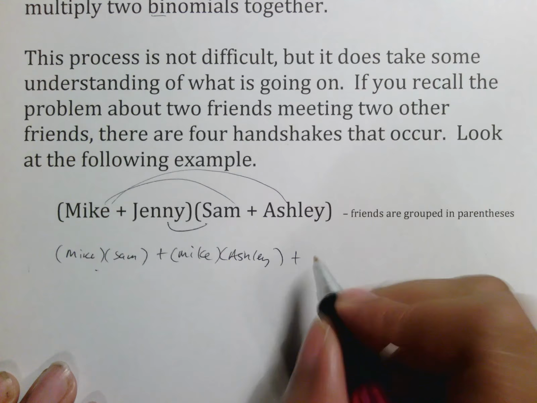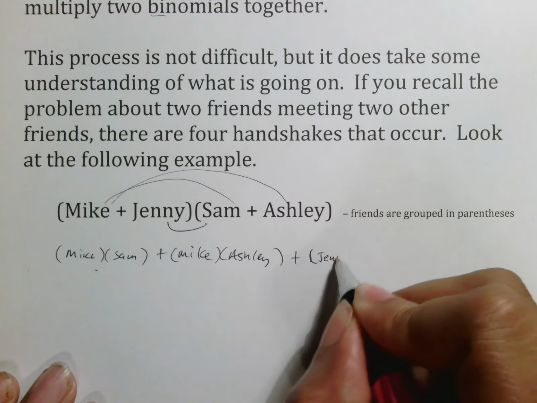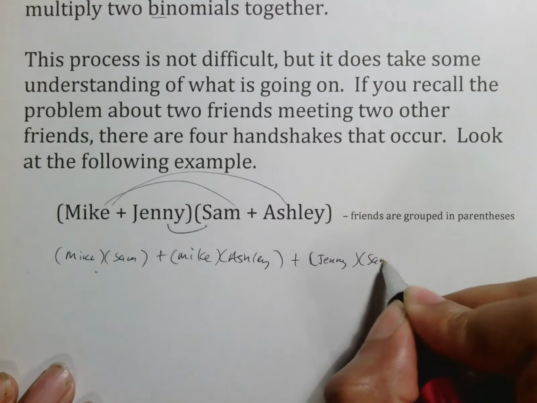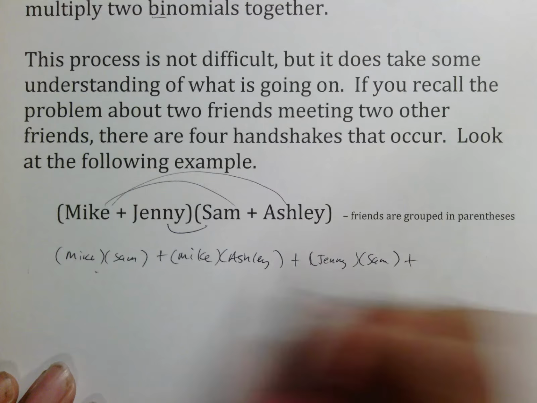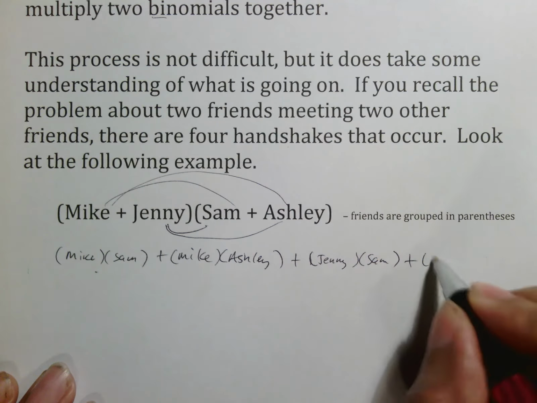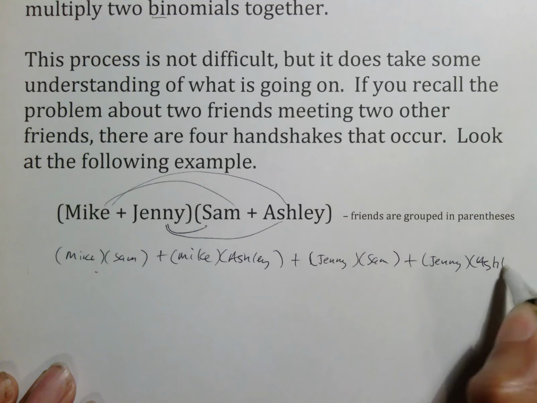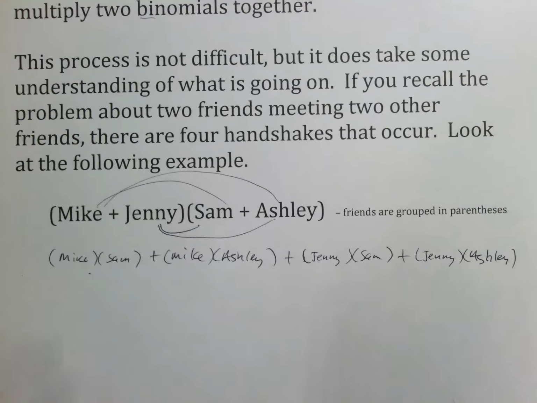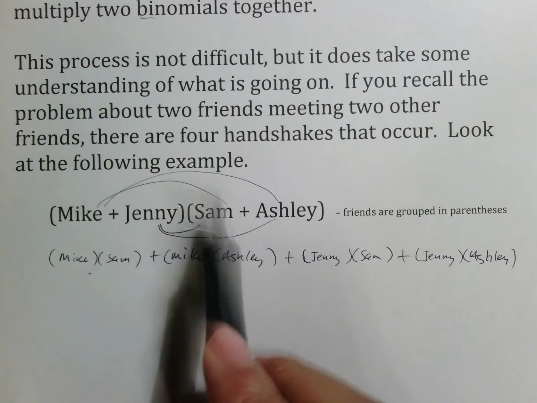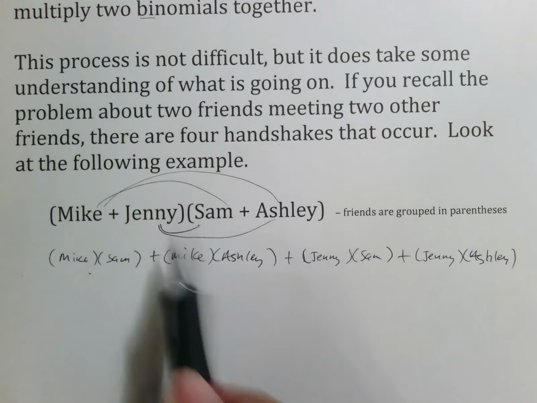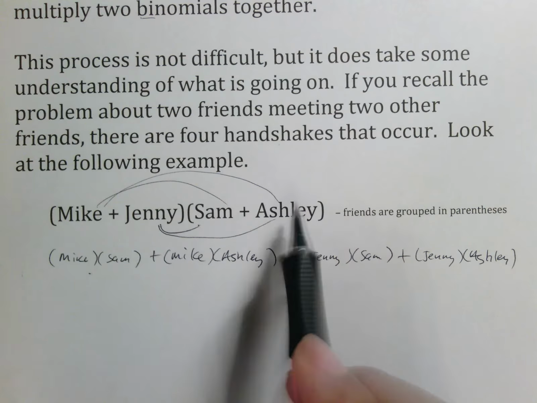Jenny is then going to shake hands with Sam, and, which means plus because we have one more, Jenny is going to shake hands with Ashley. Pardon my writing, I'm a terrible writer, but you get the idea. Mike shakes hands with Sam. Mike shakes hands with Ashley. Jenny shakes hands with Sam. Jenny shakes hands with Ashley.